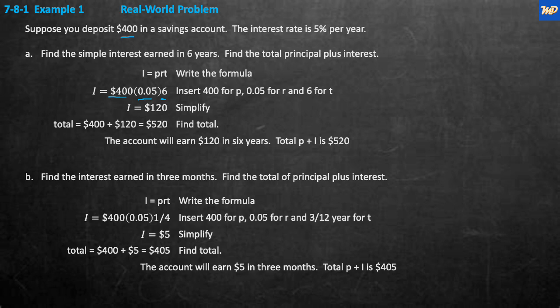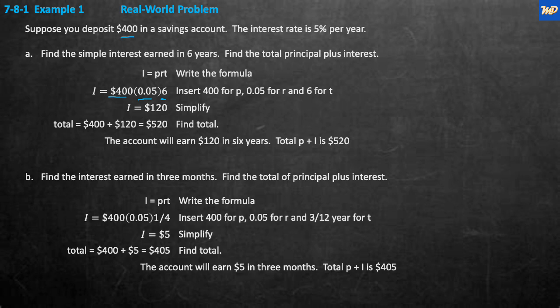What is that calculation? Well, I is going to be equal to 120 because all these are going to multiply: 400 times 6 times 0.05. So the total is 400 plus 120, which is equal to 520. The account will earn 120 in 6 years total. P plus I is 520.